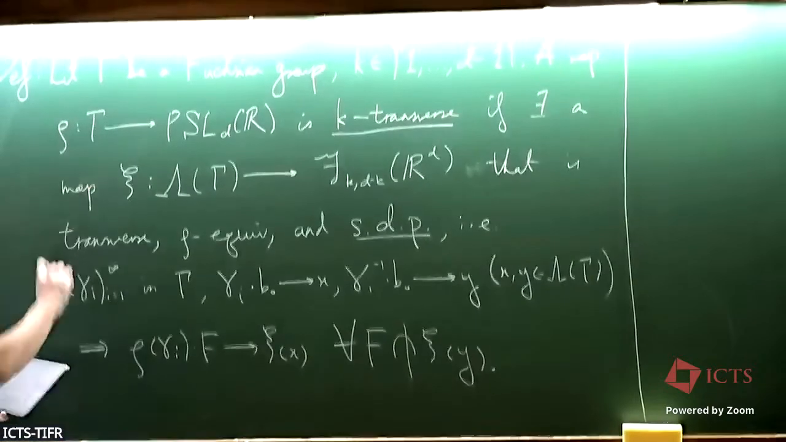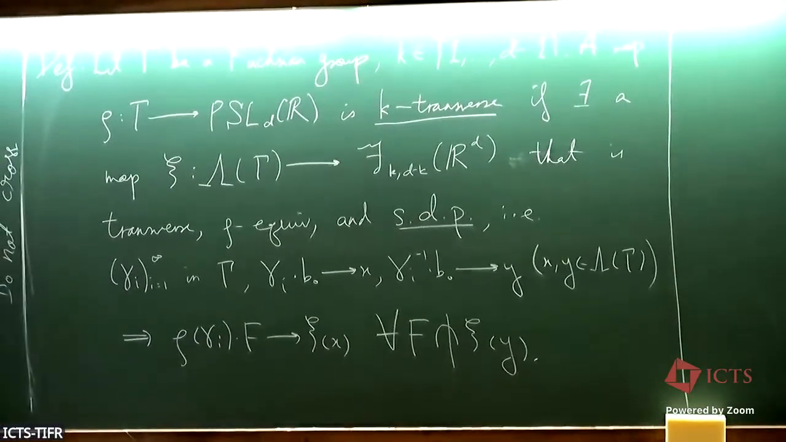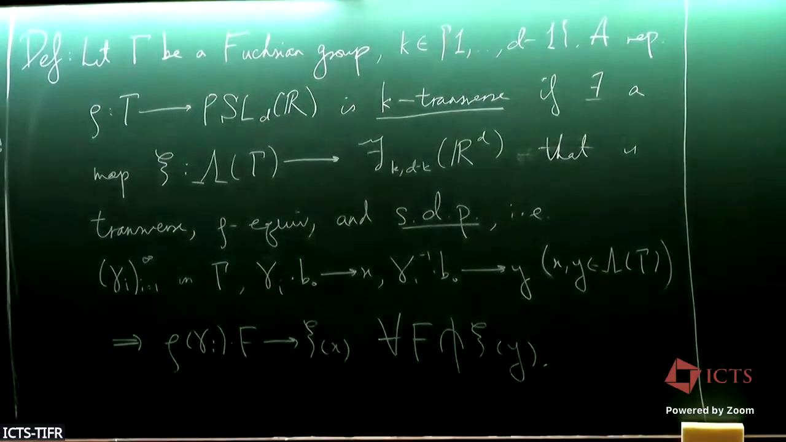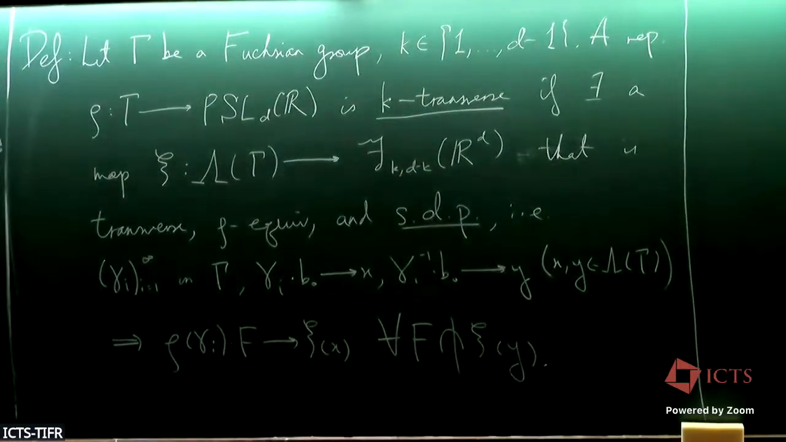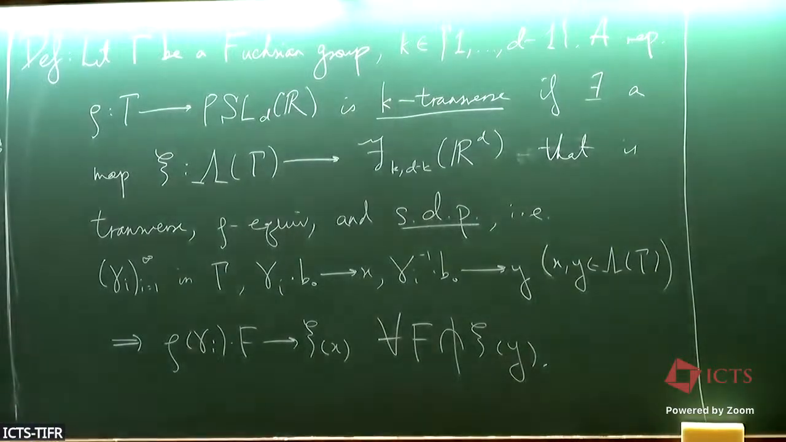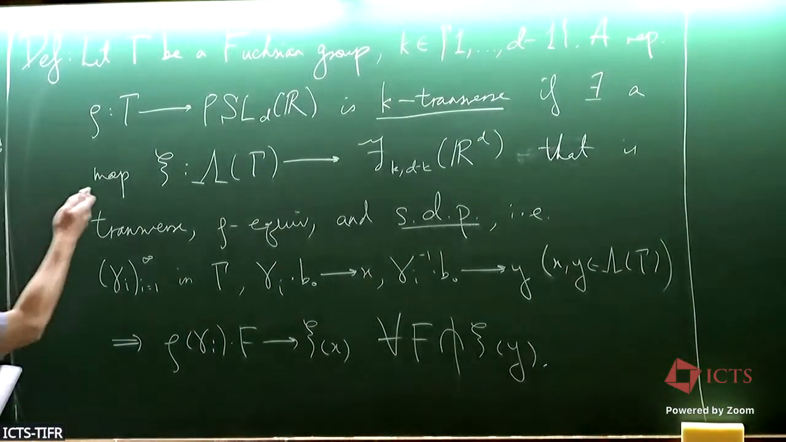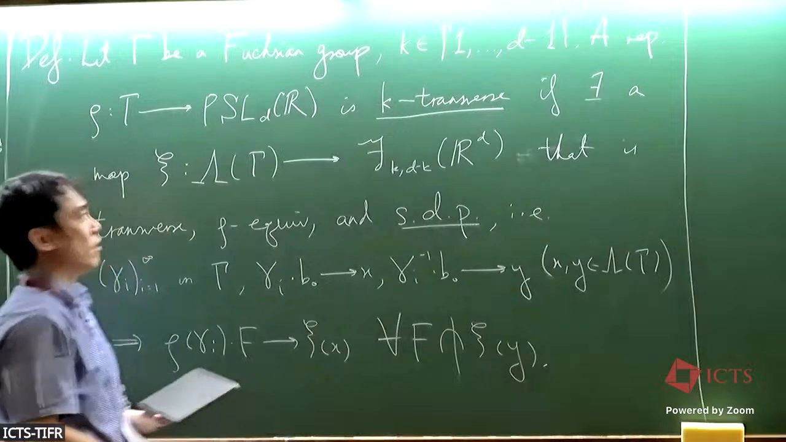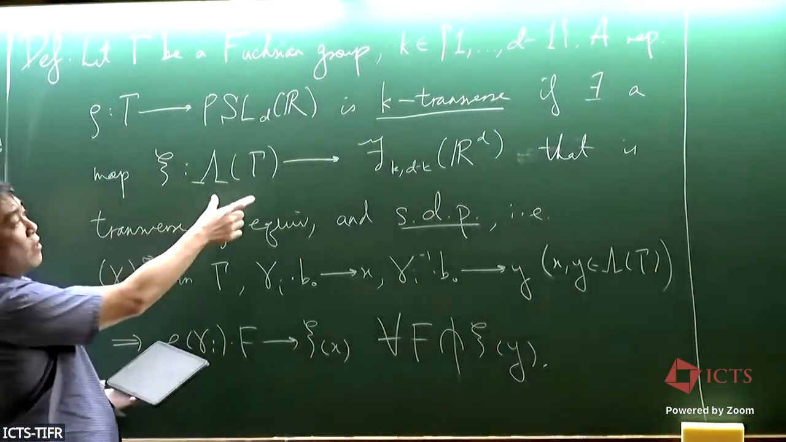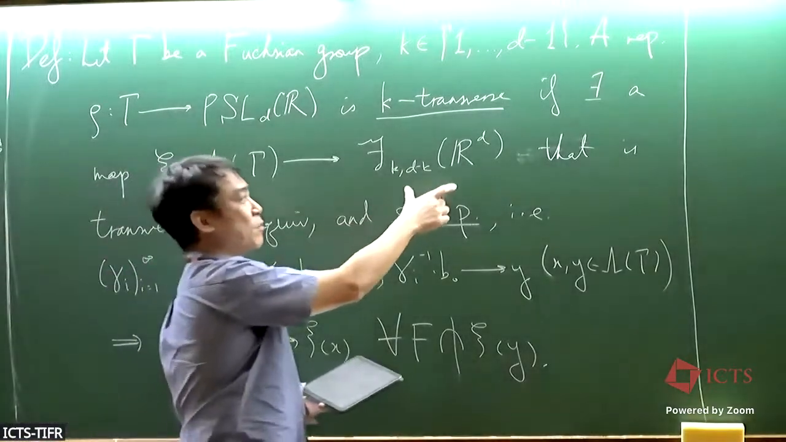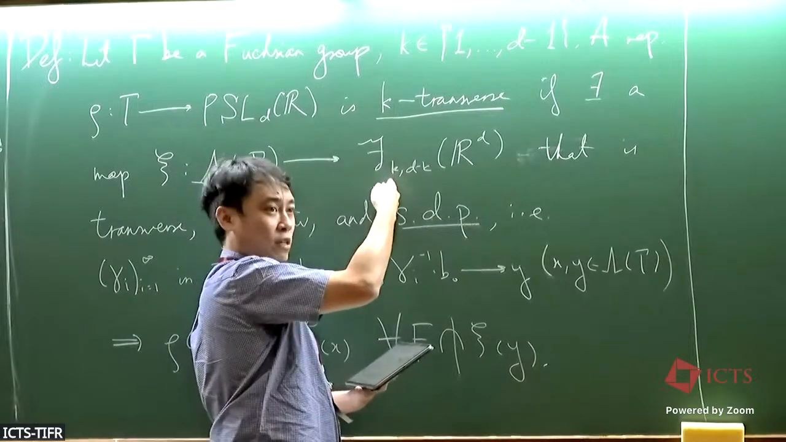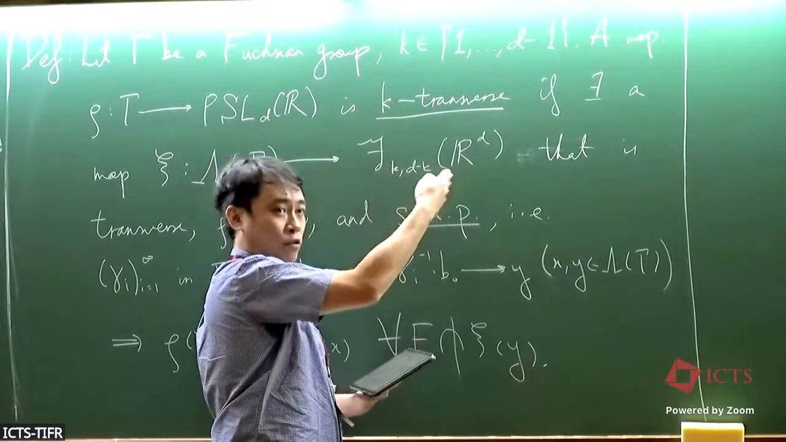So we start with a Fuchsian group. I want to emphasize here that Fuchsian means discrete infinite. I'm not assuming geometrically finite here. Any infinite discrete subgroup of PSL_2(R) is a Fuchsian group, and I choose a number k from 1 to d minus 1. And then I say a representation rho from gamma to PSL_d(R) is k-transverse if there exists a map, which I call C, from the limit set of gamma into this partial flag manifold, right? So this partial flag is a k-dimensional subspace inside of a d minus k-dimensional subspace of R^d.